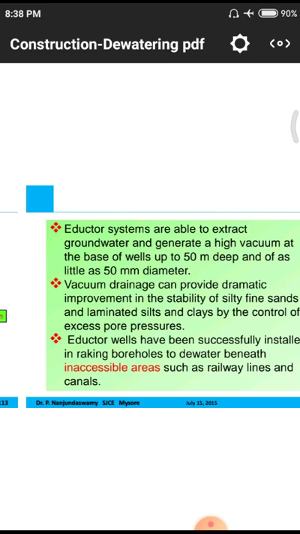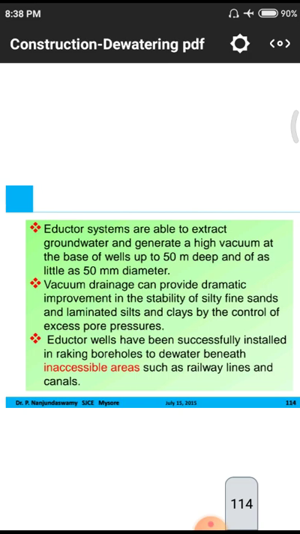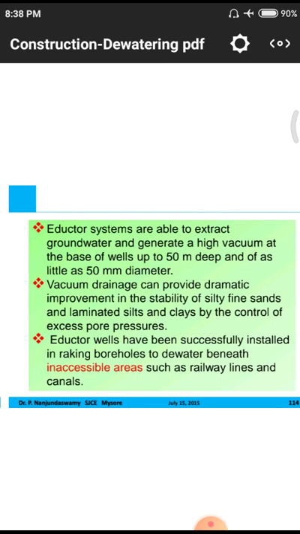Next one, vacuum drainage can provide a dramatic improvement in the stability of silty fine sands and laminated silts and clays by control of excessive pore pressures. Vacuum drainage: drainage normally means a flow of a stream from higher land to lower land. We call it drainage.